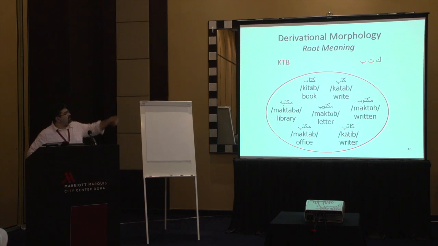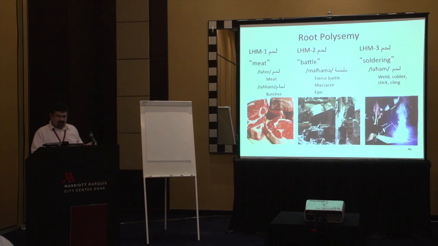So in Arabic, the KTB root, which has to do with writing of some sort, gives you the word for book, the verb to write, written, letter, library, writer, and office. But not the other things that you may have to do with writing, like the word for pen or pencil, which are not actually from this root, they're from other ones. Right? So this is where the idiosyncrasy comes in.